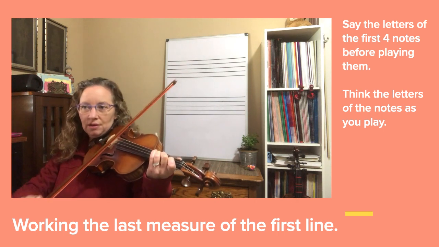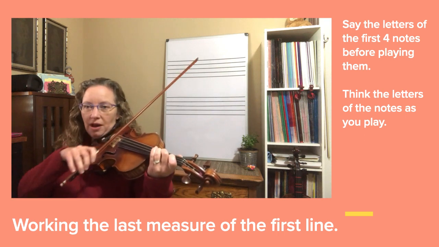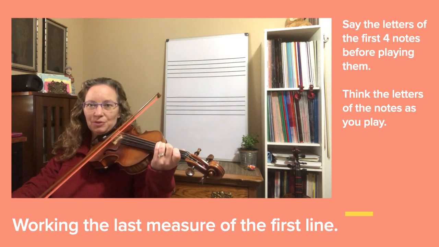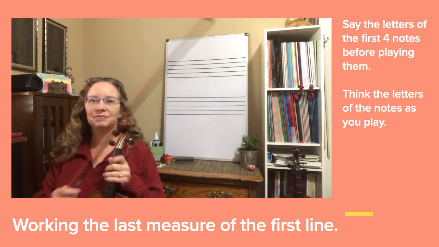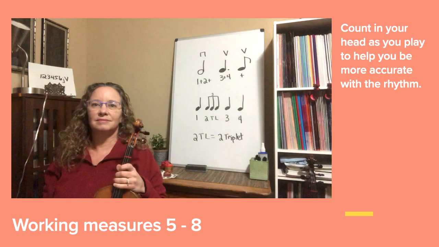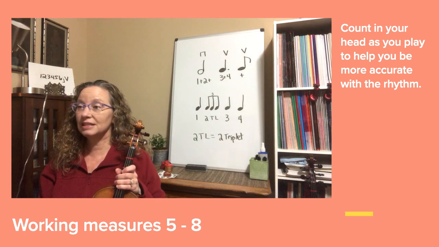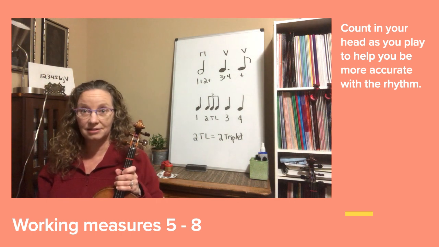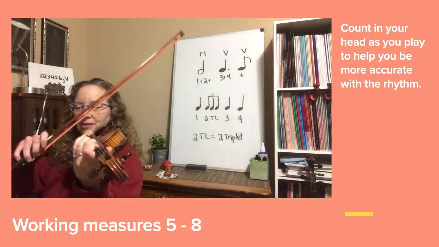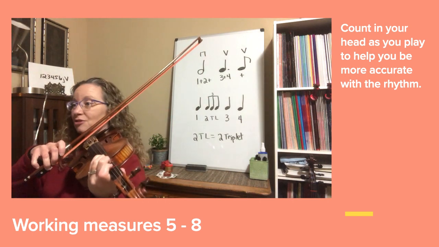1, 3, and 4. 1, 2, 3. Now let's back up to measure 5 and try 5, 6, 7, and 8. So it kind of starts off like the beginning, and then it varies in that last measure of the line.